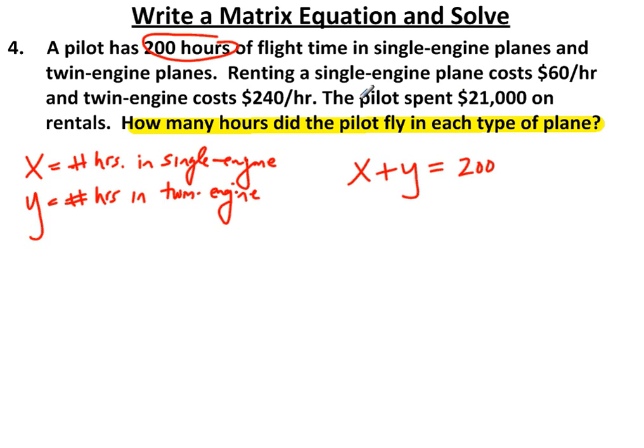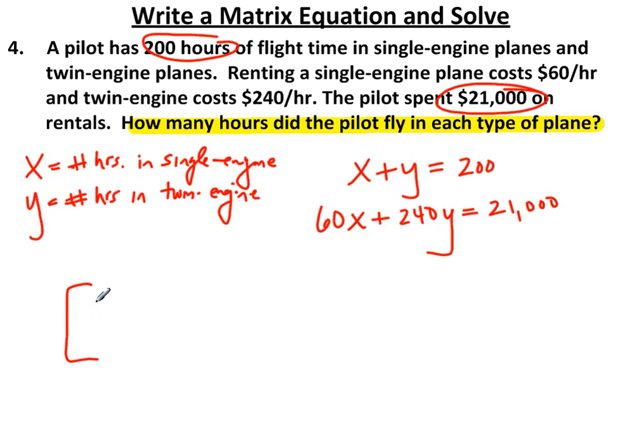My second total is the money, 21,000. Well, how did I get that? It's $60 for every hour in the single plane plus $240 for every hour in the twin engine plane should equal 21,000. I have my x's, then my y's, equals my numbers, so now I can go right to my matrix equation.